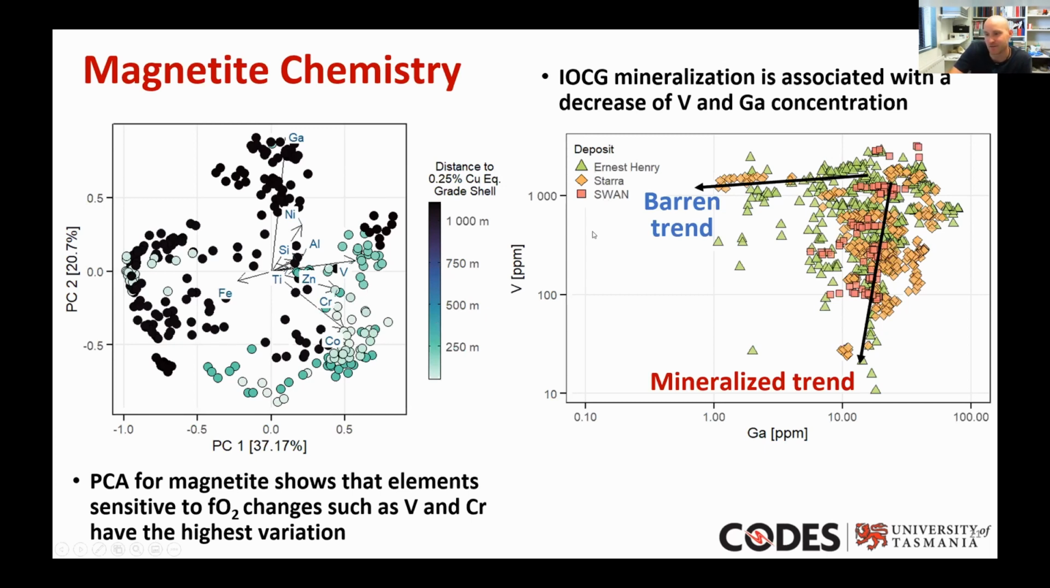If we look at magnetite from Ernest Henry, Starra, and SWAN together, there's more or less a trend which can be associated with IOCG mineralization. It's this pronounced decrease in vanadium concentration and a slight decrease in gallium concentration. Whereas, for example, at magnetites from the eastern hematites at Starra, which are barren, you see no decrease in vanadium, or very little decrease in vanadium, and a more pronounced decrease in gallium. And those Ernest Henry samples on this trend are relatively distal samples.